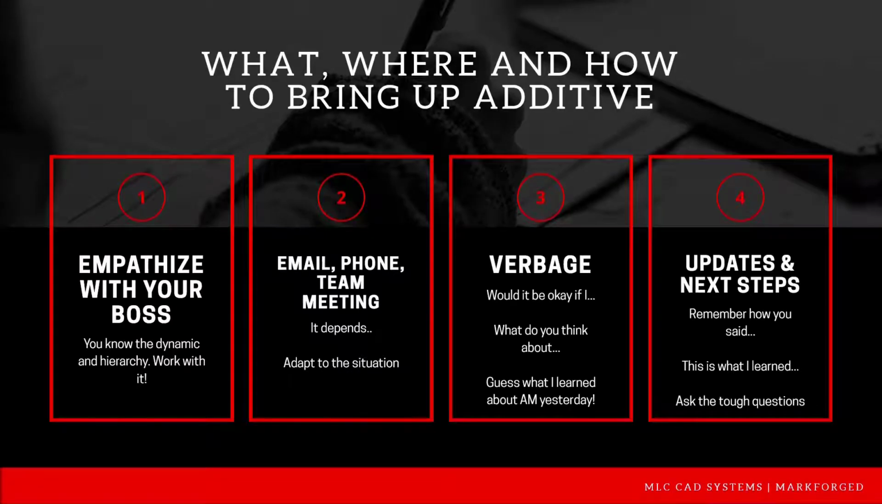Let's build a little bit on that previous slide that we just saw on what to say. So here's the what, where, and how to bring up additive. First key point is to make sure that you're empathizing with your boss here. You know the dynamic and the hierarchy at your organization, and you're going to have to work with it. So I'm not there, and sometimes when someone like me comes and does a professional development presentation like this, it's a little far-fetched.